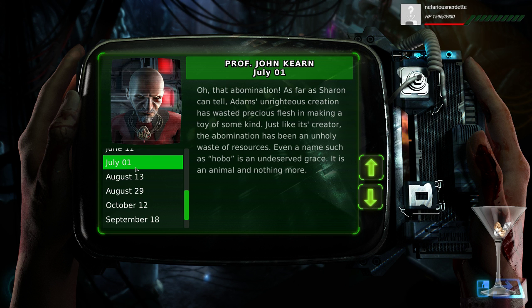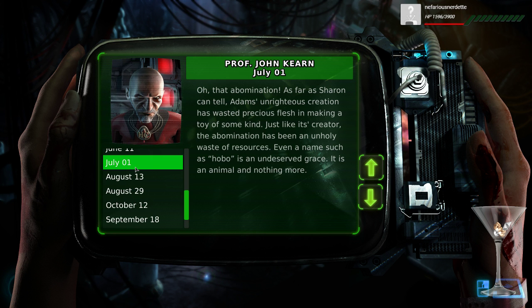July 1st. As far as Sharon can tell, Adams' unrighteous creation has wasted precious flesh in making a toy of some kind. Just like its creator, the abomination has been an unholy waste of resources. Even a name such as hobo is an undeserved grace. It is an animal and nothing more.